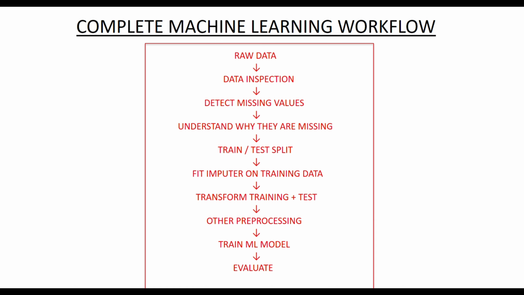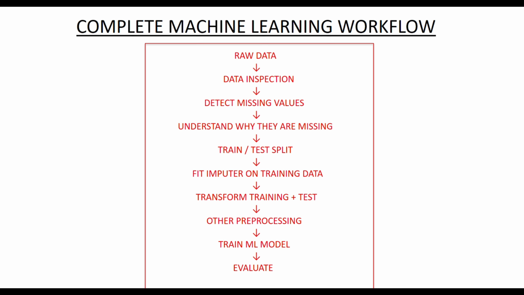Let's now put everything together into one complete machine learning workflow. We start with our raw datasheet. First, we inspect the data and identify missing values. Then we analyze how much data is missing and try to understand exactly why it is missing. Next, we split our datasheet into training and testing sets. This step is absolutely critical because we must avoid data leakage.